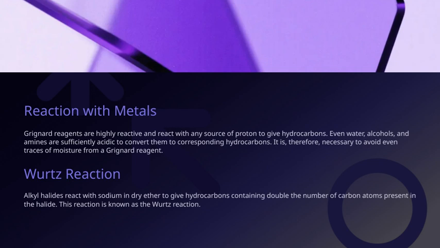Moving on, I want to highlight the importance of Grignard reagents in organic synthesis. They are highly reactive compounds that readily react with any source of proton, such as water, alcohols, or amines. This reactivity means that they can be converted into hydrocarbons quite easily. However, this also means that we must be very careful to avoid even traces of moisture when working with Grignard reagents, because moisture can quench their reactivity and spoil the reaction.